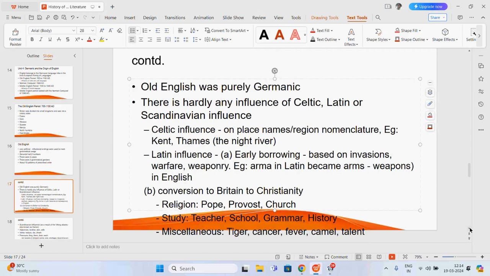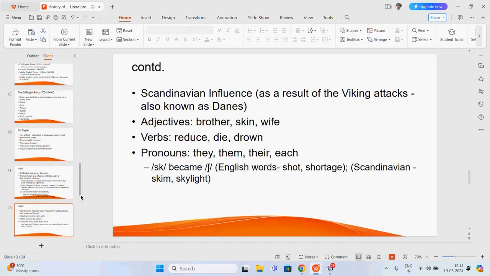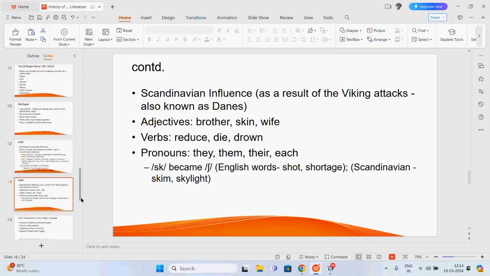Some other words which crept into the English language as a result of the Latin influence are some animal names like tiger, camel, elephant. Illness names, fever, cancer, a simple word like talent, all borrowed or influenced by the Latin language.